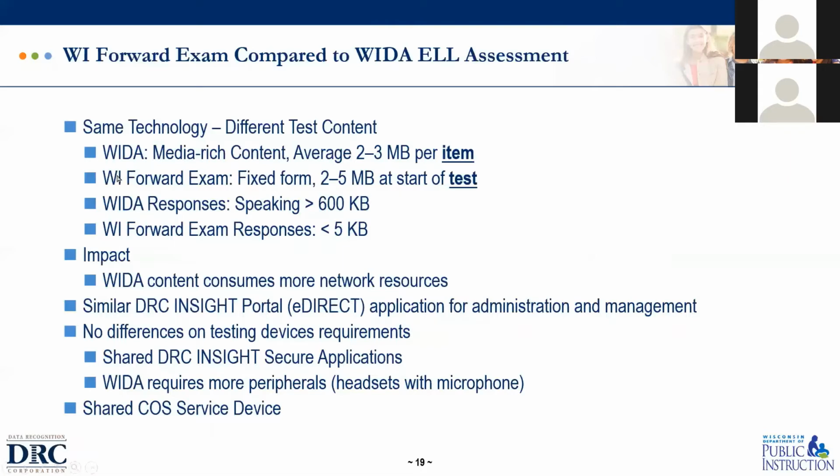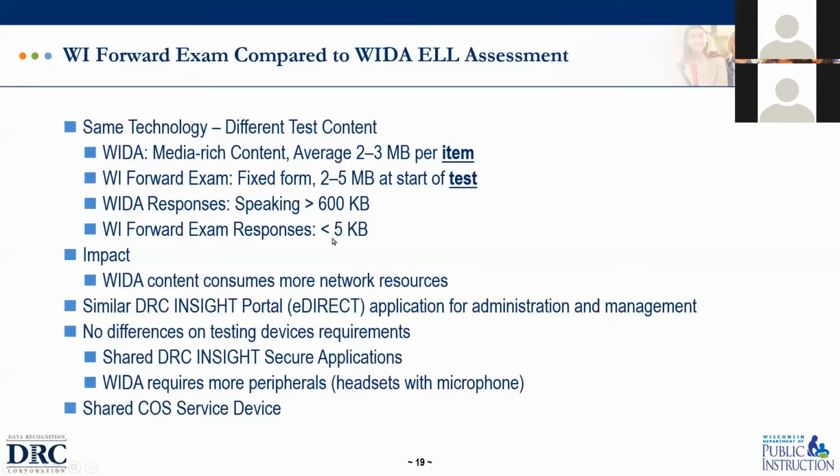Instead of the Wisconsin Forward exam being a fixed form, where all the content comes down at the very beginning of the test and is 2 to 5 meg, because WIDA has so much rich content, that content comes down question by question as the student navigates through the test. So it's a lot more network traffic coming down to the student's device, about 2 to 3 meg per item.